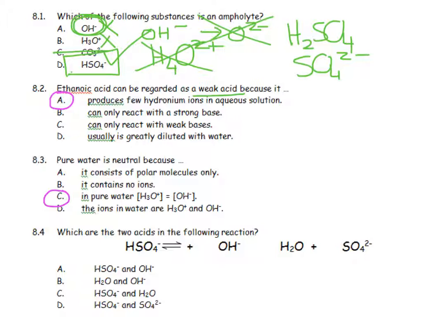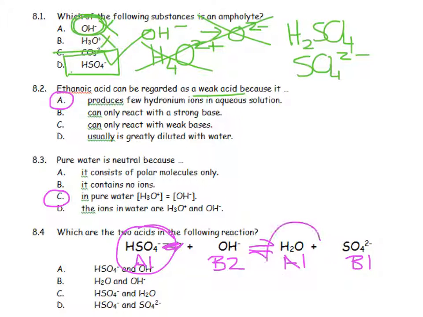Which are the two acids in the following reaction? You'll recall that needed to move to there. And we have got a proton donor, which turns into that proton acceptor. We've got this proton acceptor, which turns into this proton donor. So the two acids are HSO4- and H2O, and that lands up being answer C.